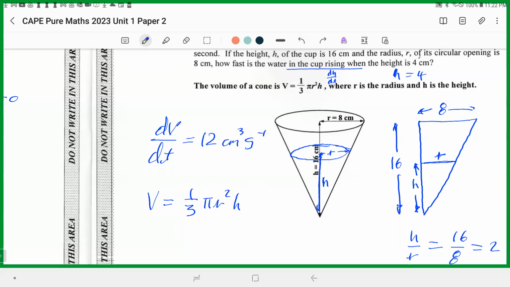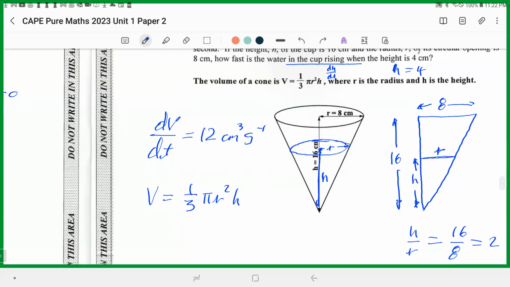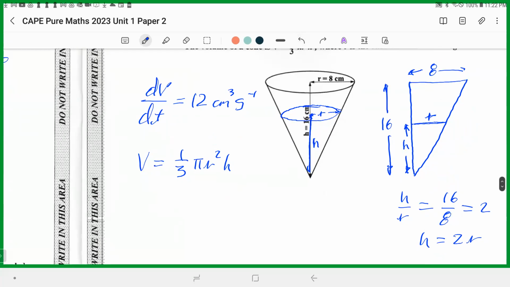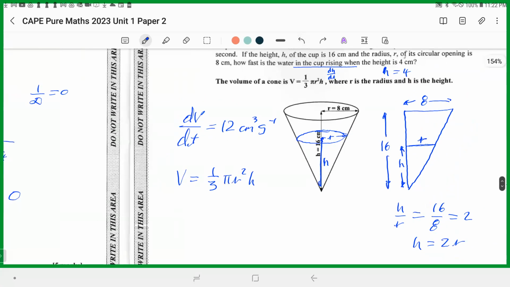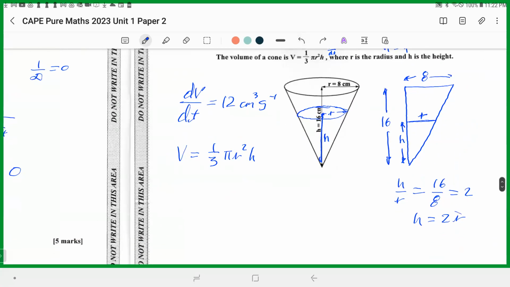That can throw off the students. But anyway, I've used the relationship, and it is the h that we're interested in now. So we need to substitute for the r. From down here, r will be equal to h over 2. So we'll take this h over 2 and substitute for the r right there.